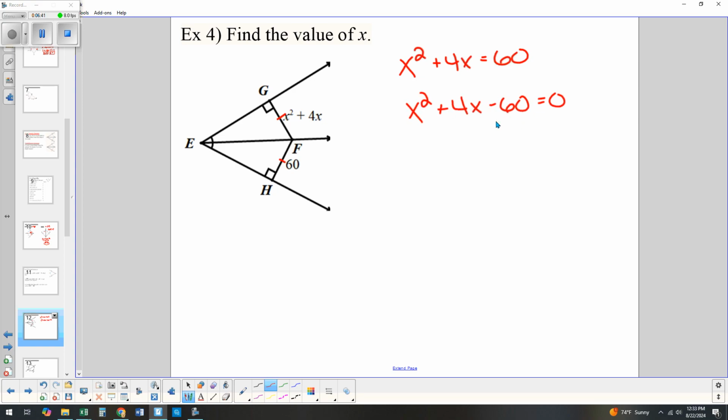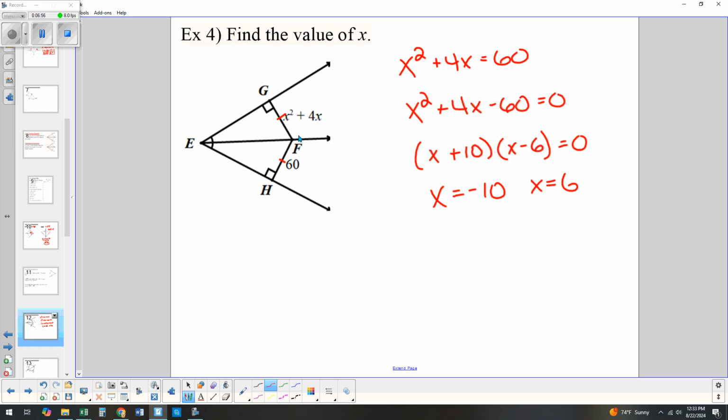So I need to multiply two things to get negative 60 and adds to 4. That sounds like a positive 10 and a negative 6. So x would equal negative 10 and x would equal positive 6.